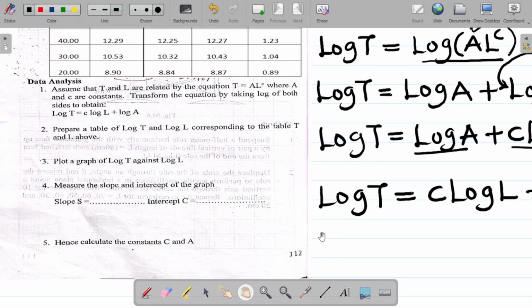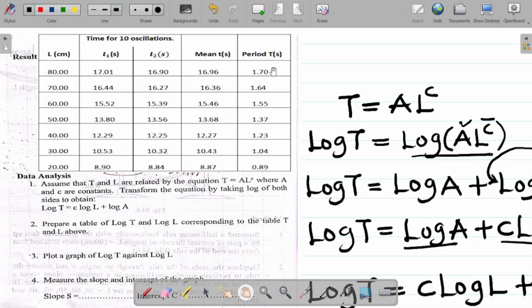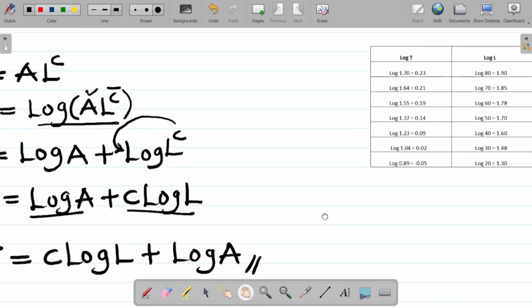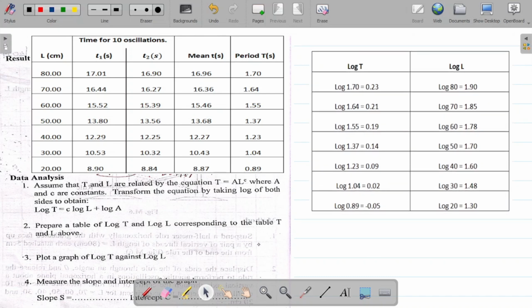Let's look at the next question there. The next question here says, prepare a table of log T and log L corresponding to the table T and L above. So we have to prepare a table. If you look at this, you have T, capital T, that's your period. You also have capital L, that's your length. So we have this. So we have to prepare a table of log T and log L. So let's get the table ready. All right, so with this now, this is my prepared table of log T and log L.